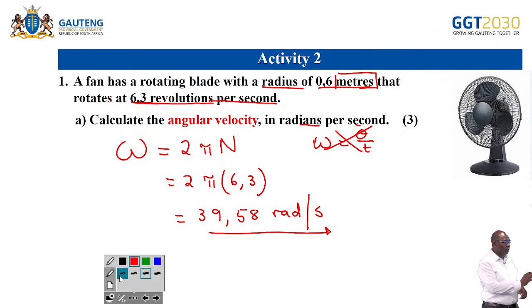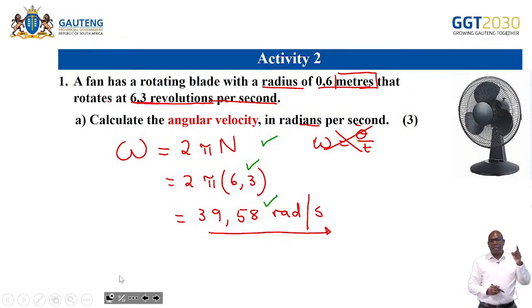When we mark this, I'll mark with green. The first mark will go to the formula. So you can see how important it is for you to choose the correct formula. The second mark will go for the substitution of the 6.3, so you'll get a mark for that. And the last mark will go to your final answer, which includes your units. So please, let's all write the units as we have them there. We have our units as radians per second. All right.